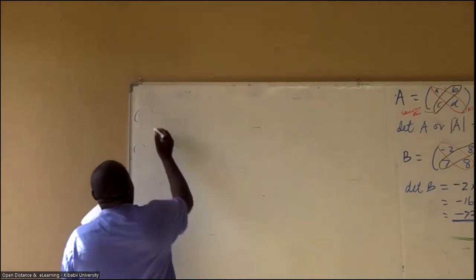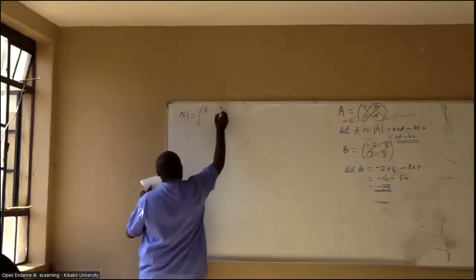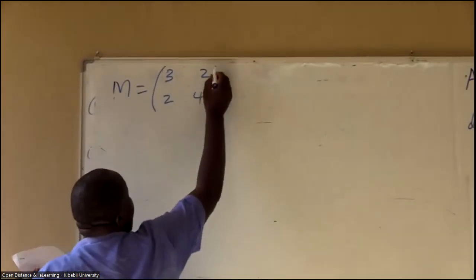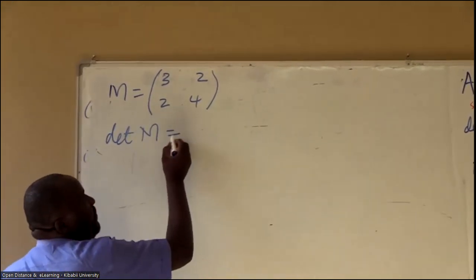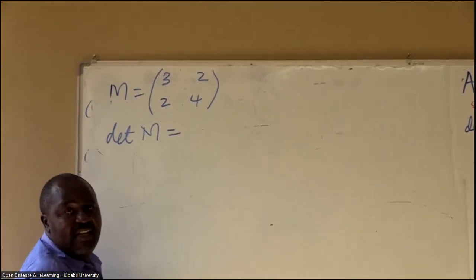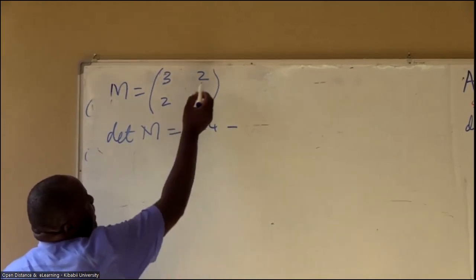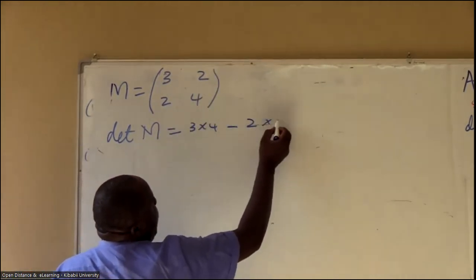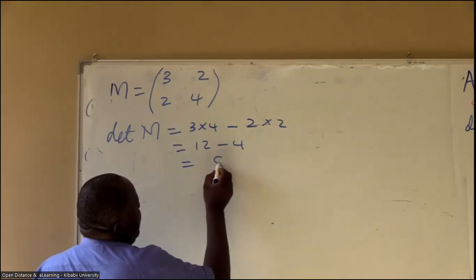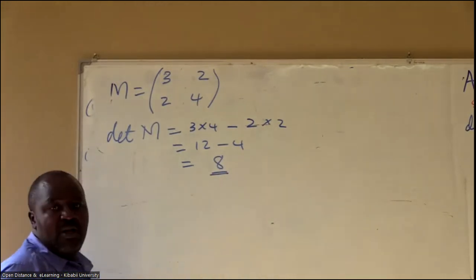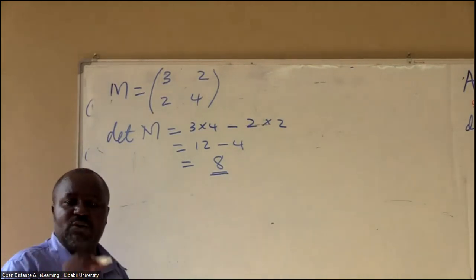Like a matrix given as matrix M, defined as 3, 2, 2, 4. Then the determinant of M is defined to be the matrix product difference: 3 by 4 minus those in the other diagonal, 2 by 2. And this will give you 12 minus 4, and that will give you 8 as the determinant. So the determinant is always a scalar. It gives you a single value.